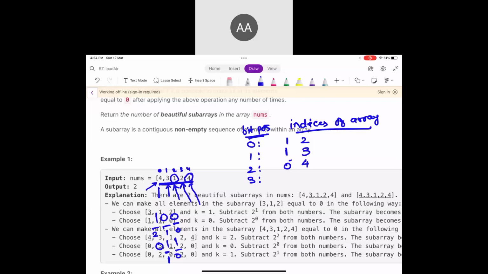Now if you see, 0th bit is set in 1 and 2. We can choose them together and we can make them 0. Same way we can choose 1 and 3 together and make them 0. We can choose 0 and 4th index and make them 0 by subtracting 2 power 2. Is this making sense to everyone?